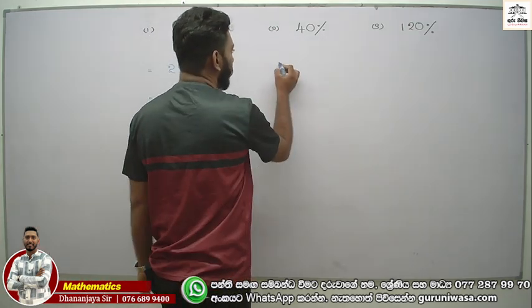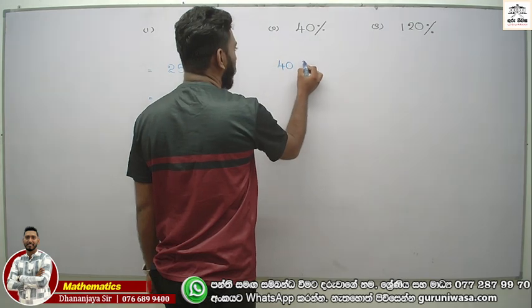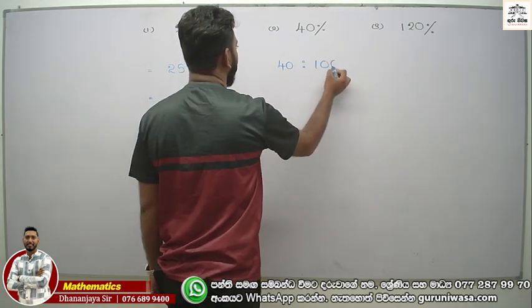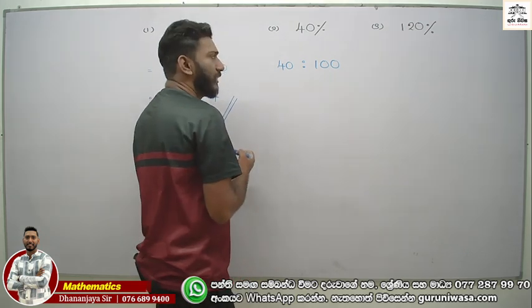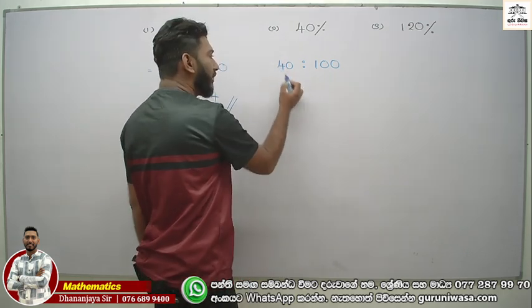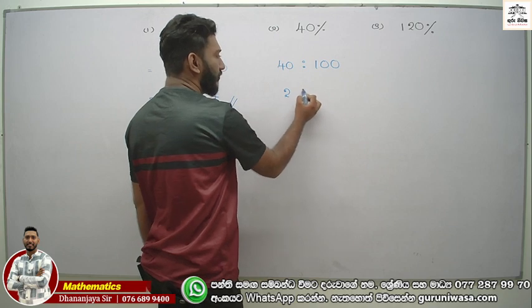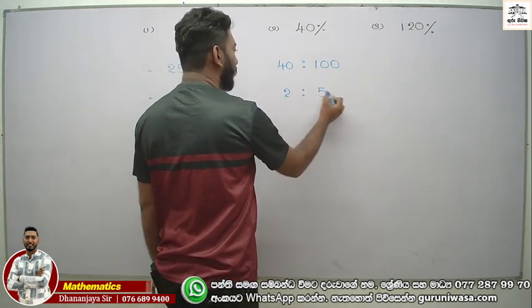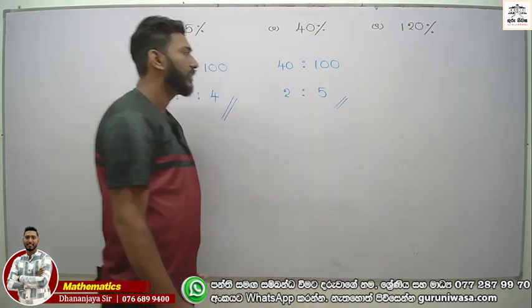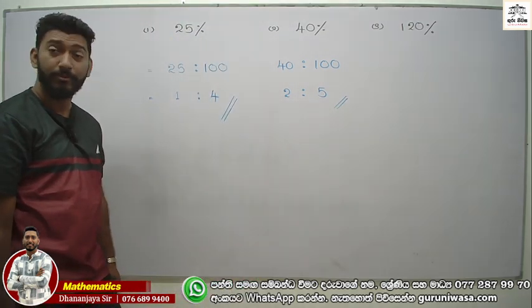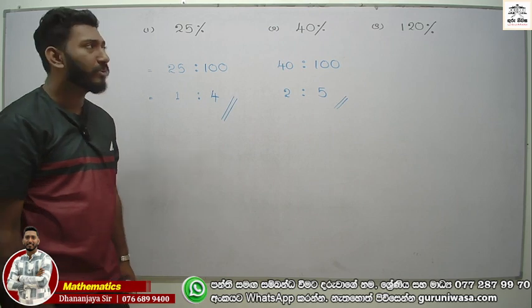Now look at the second example. 40%. Now you can write it as 40, that means 100. Now again, 20 times 2 is 40, and 20 times 5 is 100. Now 2 to 5. Right. Now look at the third one.